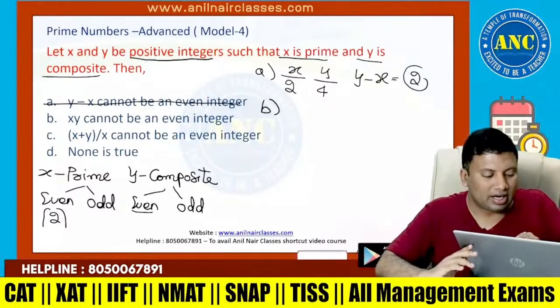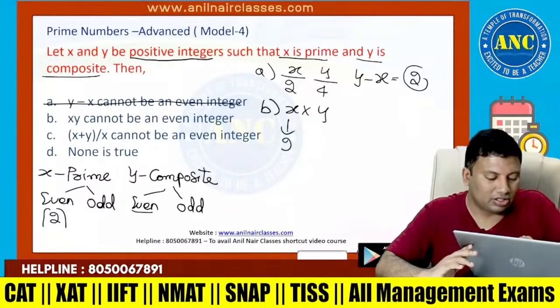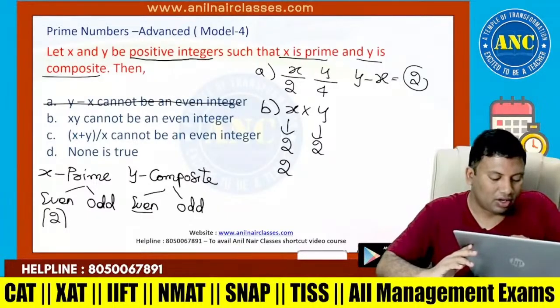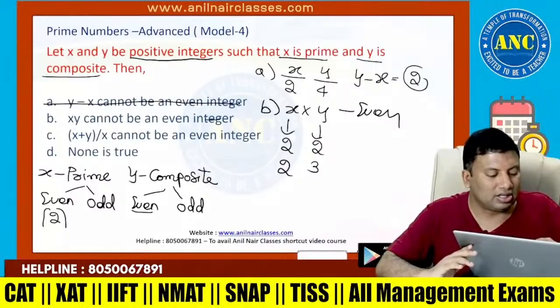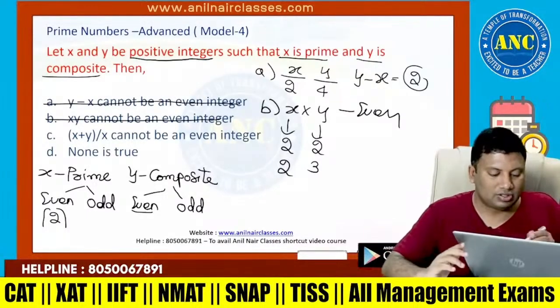Second one: x and y cannot be an even integer. x can be even, 2. y can also be even, 2 into 2. y can also be odd. In both cases, I am getting an even integer. This is not possible.